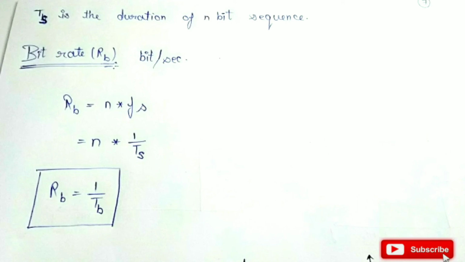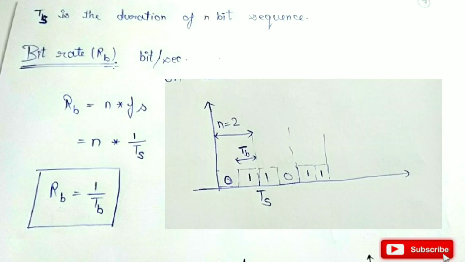So we find RB as the multiplication of n into fs, and we know that the reciprocal of time is frequency, so we can also write RB as n by TS, and TS is the time duration of the n-bit sequence. Because 1 bit is represented by the time duration TB, we can write n by TS as 1 by TB. So RB is 1 by TB.